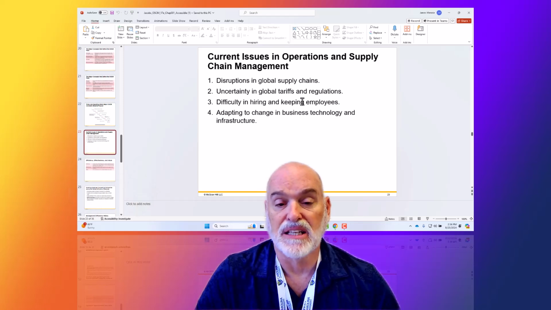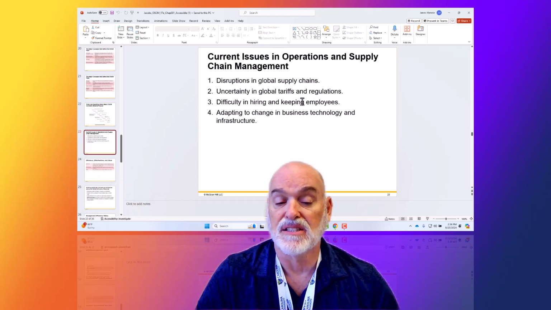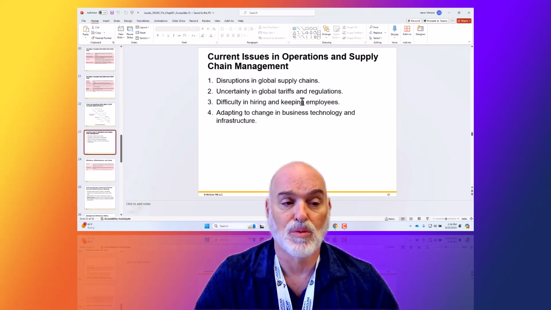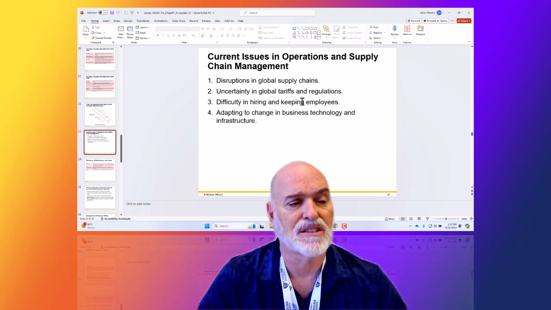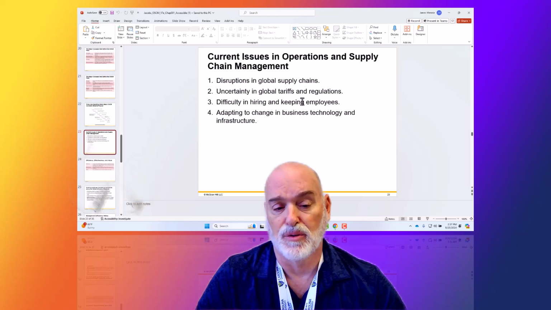So companies have to be keenly aware of how they're going to keep their employees. And the last one, adapting to change in business technology and infrastructure. We live in a fast-moving world where we do things. One of my old bosses told us that we always do things the second best way, and we're always trying to look for the best way of doing things.